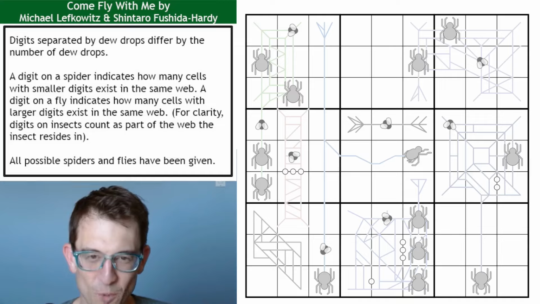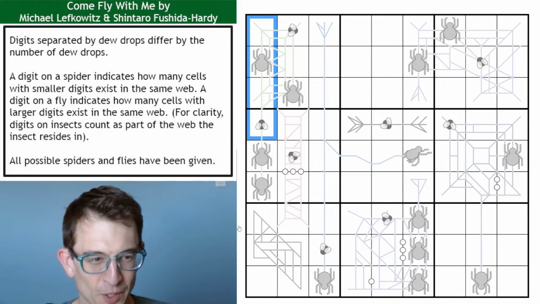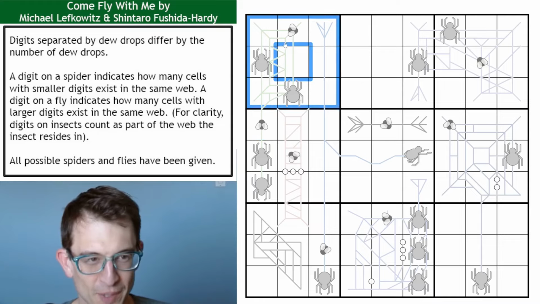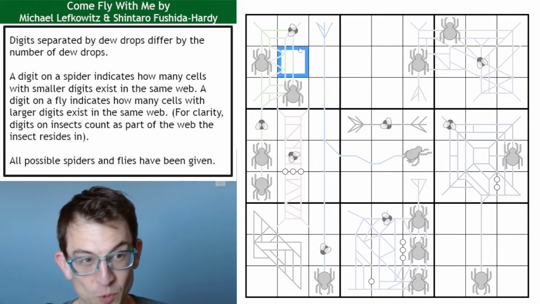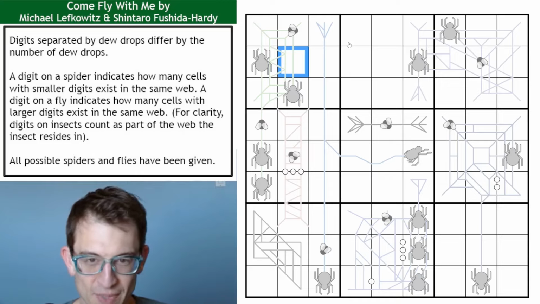So what are the rules? Normal Sudoku rules apply, which means that in every row, every column, and every 3x3 box, we're gonna have the digits 1 to 9 exactly once.